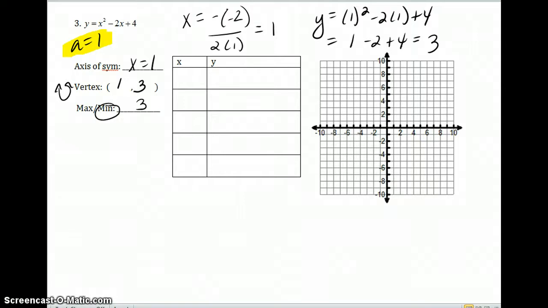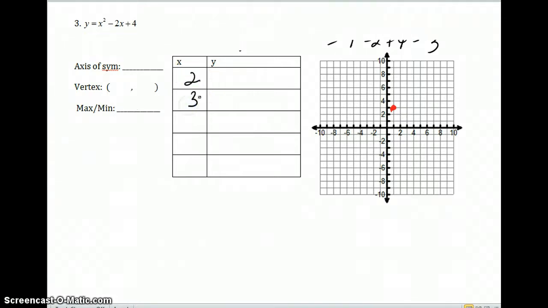All right, so let's plot that very first point, which is the vertex. So 1, 3. And notice that our very first x value is 1 this time. So when we go to pick two values to the left and the right, it's going to be different than the first two. Two values to the right is going to be 2 and 3. Two values to the left is going to be 0 and -1.